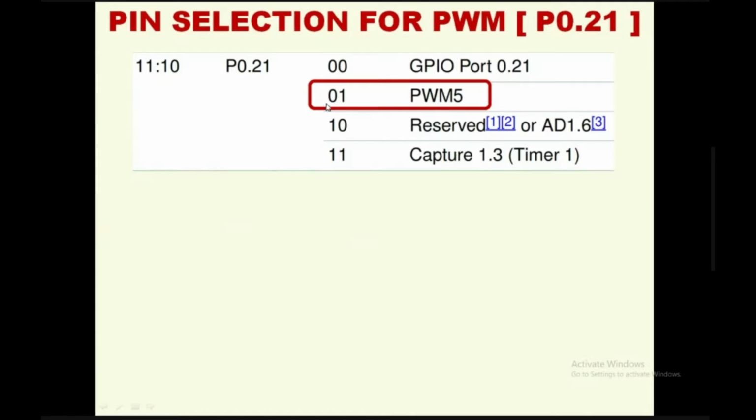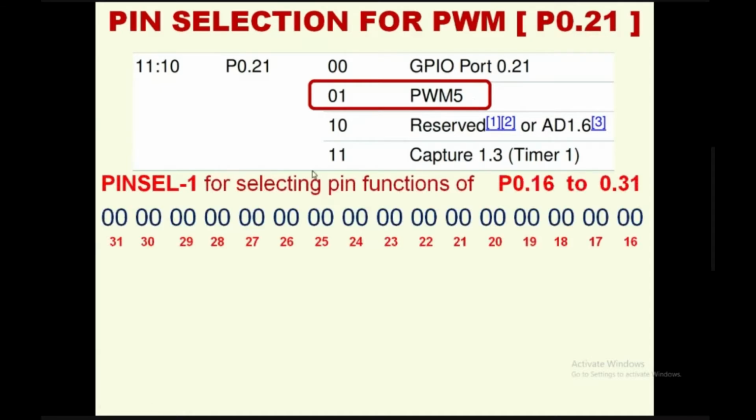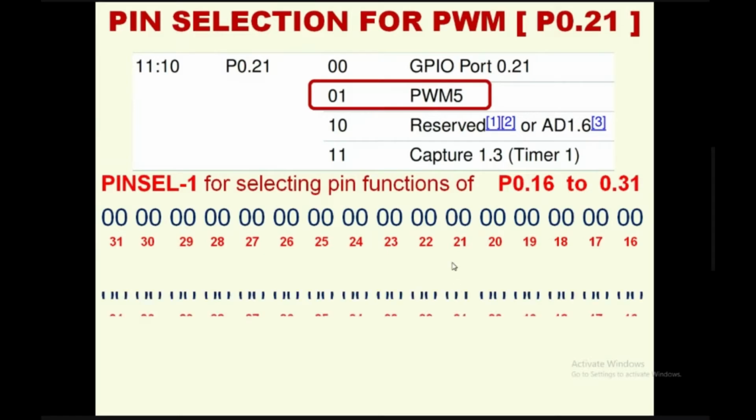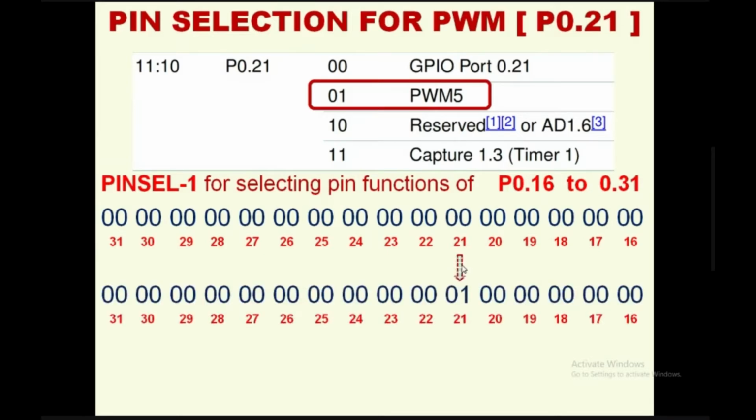So when the 10th bit and 11th bit of pin cell register 1 is 01, then P0.21 can act as PWM5. Okay, you see here, pin cell 1 is for selecting pin functions of 0.16 to 0.31. Here with respect to our buzzer connection, which is P0.21, which is this one, when it is 01, it is PWM5. So here it has to be configured as 01 as you see here.